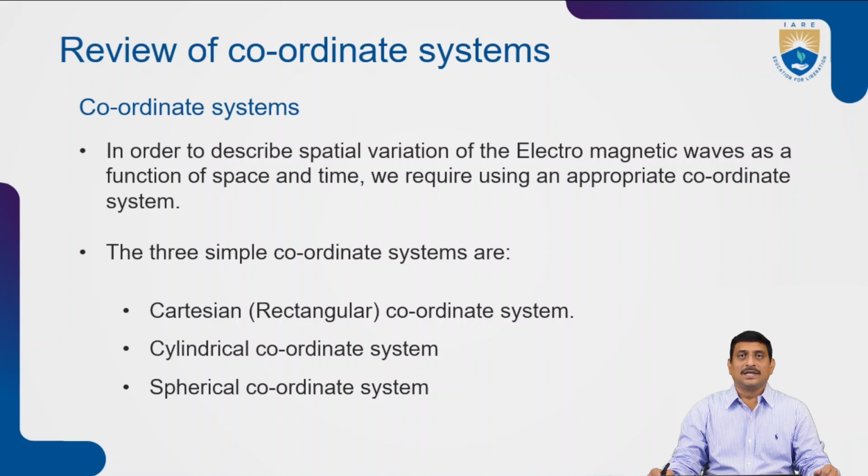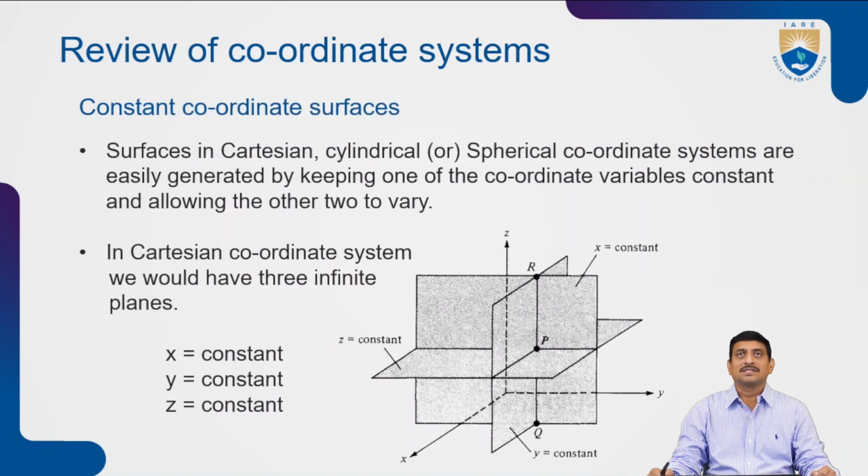As we know, we have three coordinate systems: the Cartesian, cylindrical and spherical coordinate systems. The three mutually perpendicular coordinate axes in the Cartesian coordinate system are the x-axis, y-axis and z-axis. In the cylindrical coordinate system, the three perpendicular coordinate axes are the rho-axis, phi-axis and z-axis. In the spherical coordinate system, they are the r, theta and phi axes. Now let us come to the constant coordinate surfaces in the rectangular coordinate system.